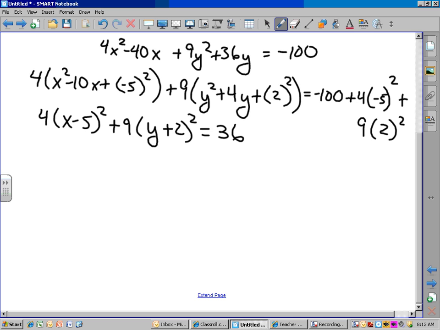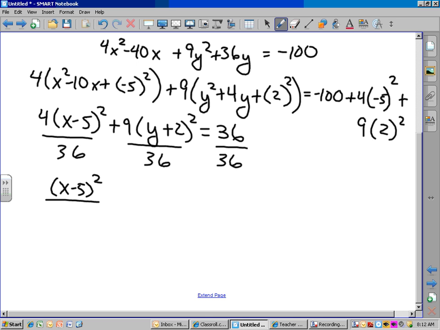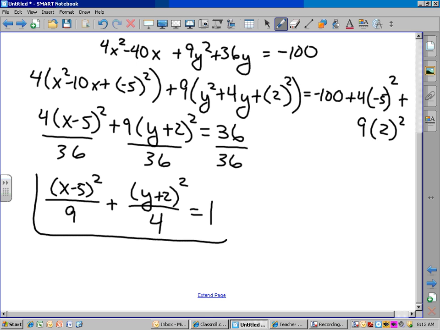Now, for the ellipse, the right side has to be equal to what? 1. So we're going to divide everything by whatever's on the right. Four over 36 is 1/9. 9 over 36 is 1/4. And we now have the equation in standard form. We have to put it in standard form to find all the parts. Now it turns into a problem that we did for homework yesterday.